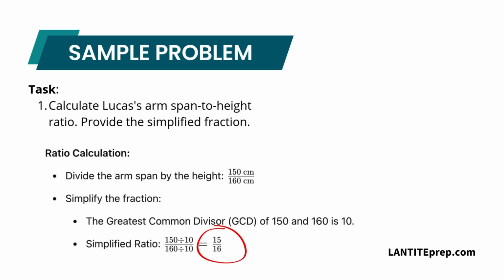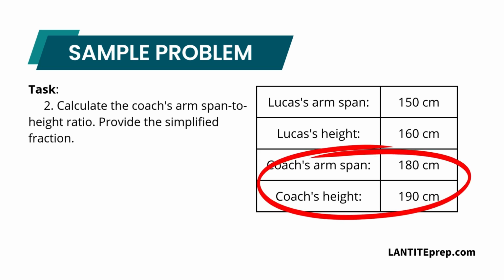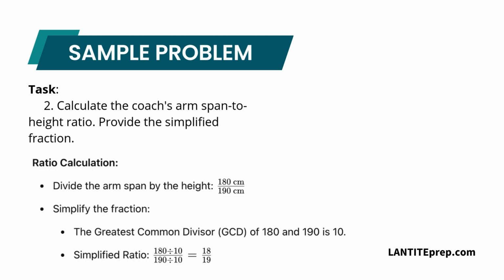Great. Task number 2 asks us to calculate the coach's arm span to height ratio and provide the simplified fraction. Let's start by identifying the correct information to use. In this case, it's the coach's arm span at 180 centimeters and the coach's height at 190 centimeters. As we did with Lucas's task, we'll complete the ratio calculation for the coach by dividing the arm span by the height, placing 180 over 190 and simplifying that fraction to 18 over 19. You're doing great. Let's complete this last problem.